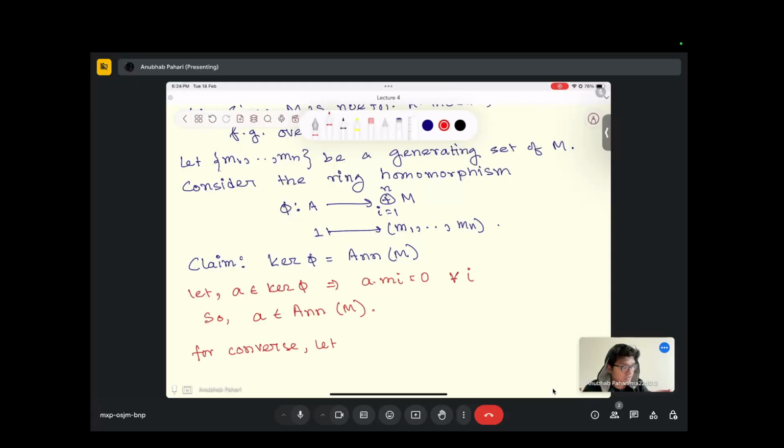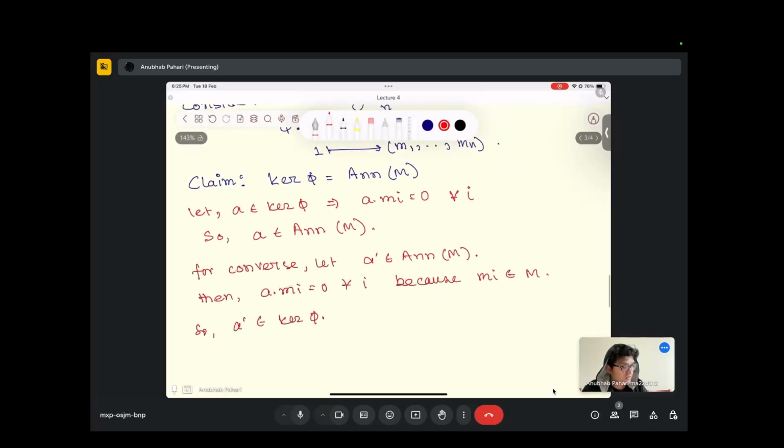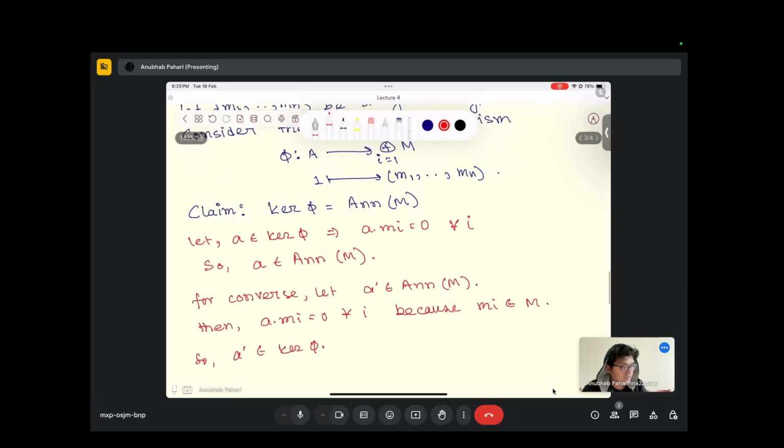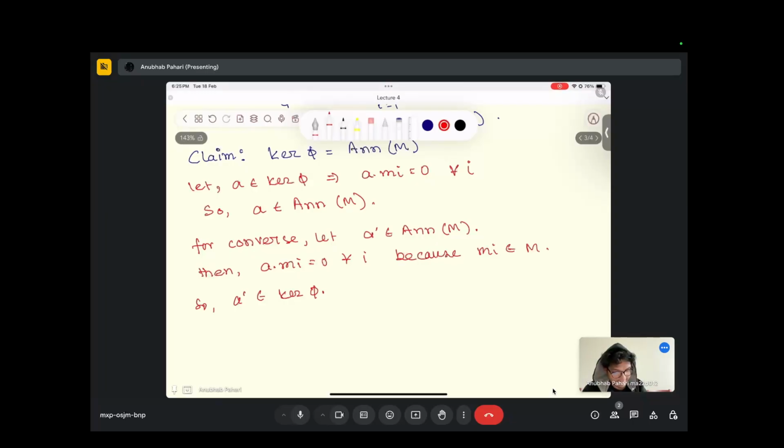And now for the converse, let A prime belong to the annihilator of M. Then this is easy, right? Then A dot Mi should be 0 for all i, because Mi belongs to M. So A prime should be in the kernel of phi. So it is done.